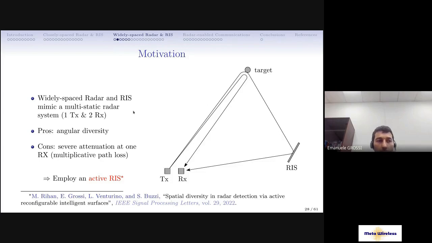Here, I will show you only how an RIS can be successfully employed to improve the detection performance of the radar system.